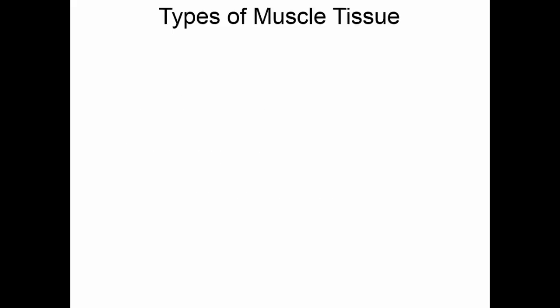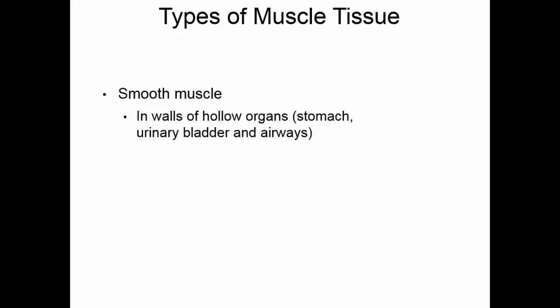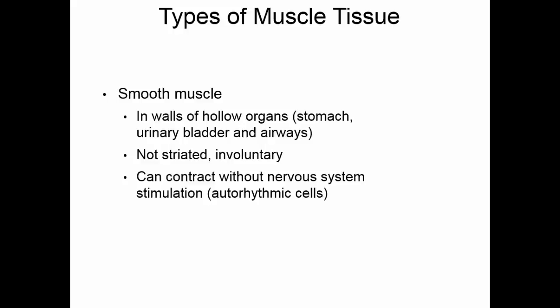And the third type of muscle tissue is smooth muscle. This is found in the walls of hollow organs like the stomach, the urinary bladder, the airways, the blood vessels. It is not striated. It has a different arrangement of myosin and actin, but it is also involuntary. We do not control when this muscle contracts. Like the cardiac muscle, there are autorhythmic cells in the smooth muscle tissue. So this tissue can contract without being stimulated by the nervous system, but the nervous system can stimulate it to contract.